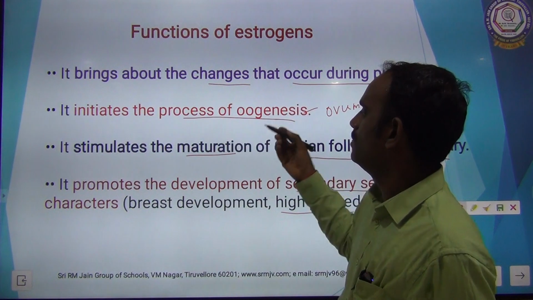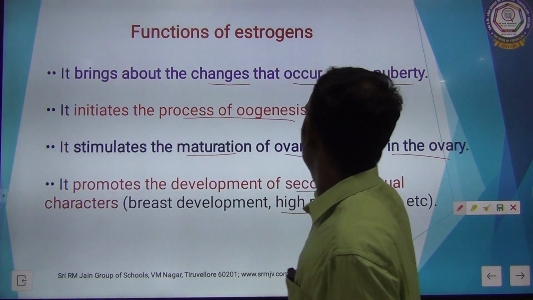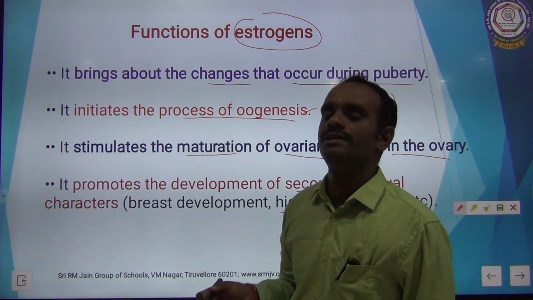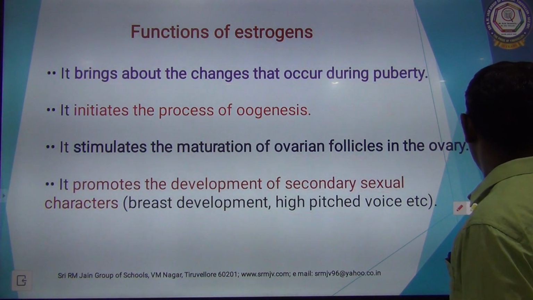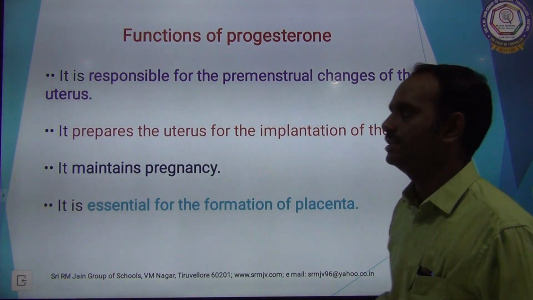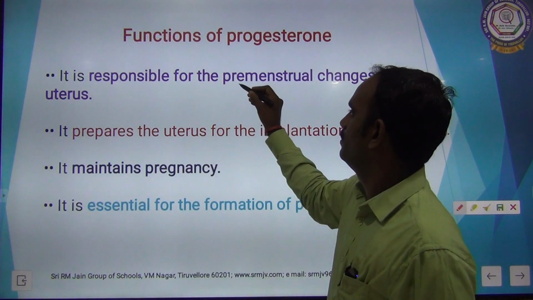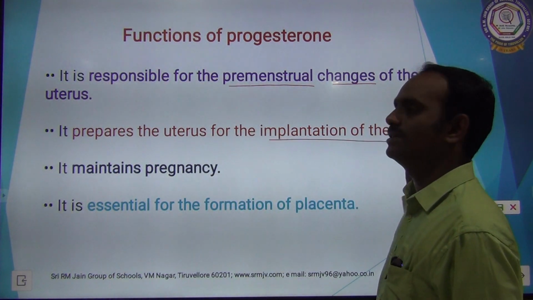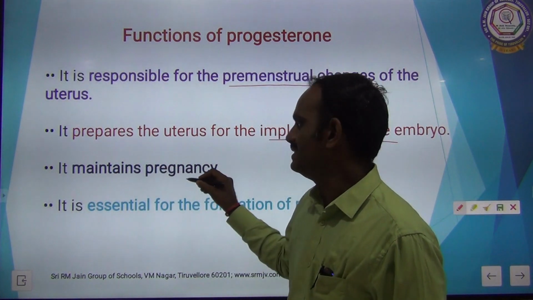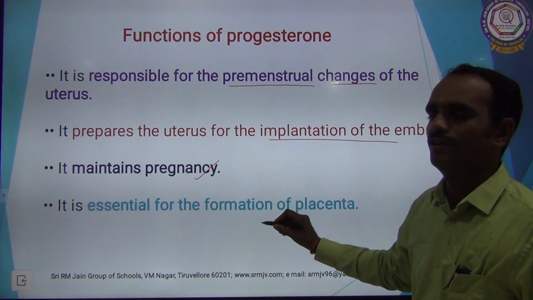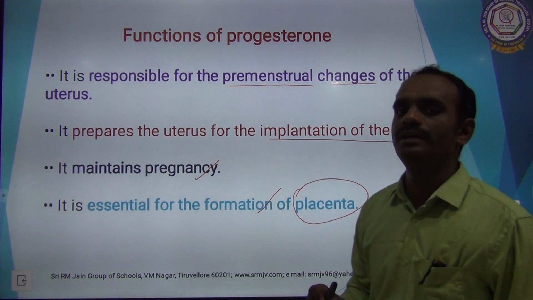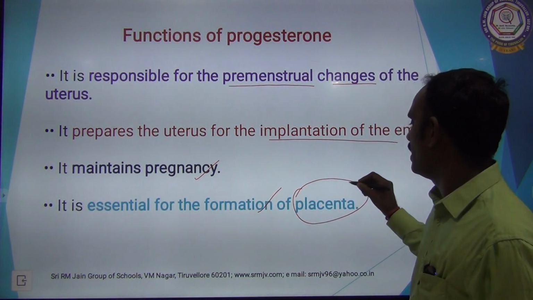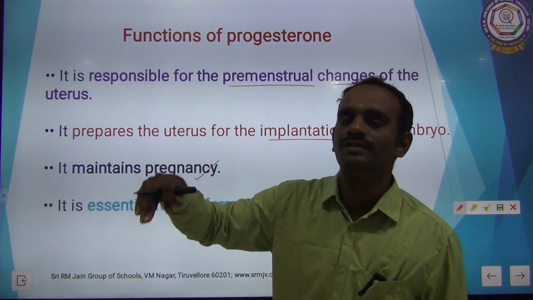So this hormone, what hormone? Especially the estrogen hormone promotes the development of secondary sexual characters. Then functions of progesterone. It is responsible for the premenstrual changes of the uterus. It prepares the uterus for implantation of the embryo. It maintains pregnancy. It is essential for the formation of placenta. Placenta is nothing but a temporary endocrine part. Okay. So during pregnancy, this particular organ, the placenta, is formed just near the uterus.